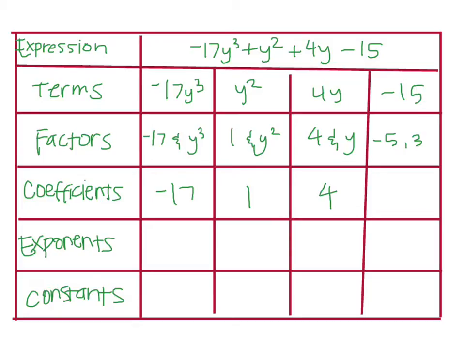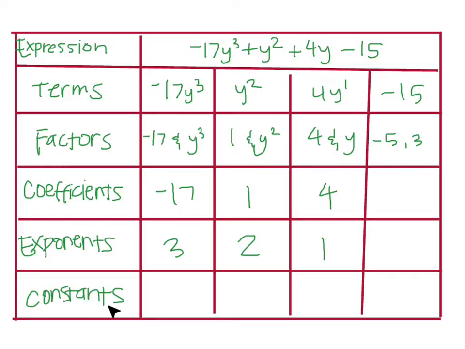Next, we have our exponents. And in my first term, my exponent is that little 3 up there. So 3. In my second term, my exponent is the 2 for y squared. Now our third one, you might look at it and say, there's no exponent, but there really is. Just like over here, where we had a 1 as our coefficient, with 4y, we also have this little 1 that you can't see up here. So my exponent is 1. And I have no exponent with negative 15.